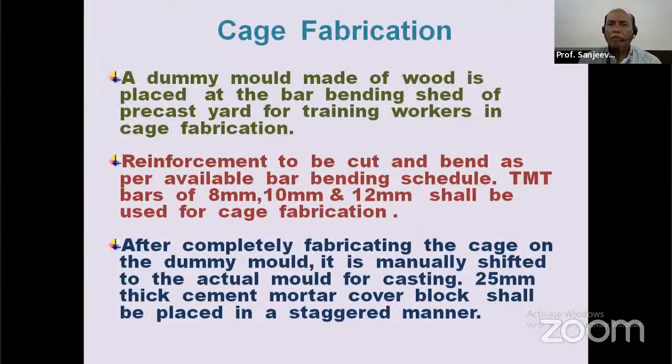A dummy mold made of wood is placed at the bar bending shed of the precast yard for training workers in cage fabrication. A trained worker is very much required for this kind of work. Reinforcement is to be cut and bent as per the bar bending schedule. TMT bars of 8 mm, 10 mm and 12 mm shall be used for cage fabrication. After completely fabricating the cage on the dummy mold, it is manually shifted to the actual mold for casting. 25 mm thick cement mortar cover blocks shall be placed in a staggered manner. So this was the construction methodology, how the cage was fabricated and how the workers were trained for casting of the precast wall panel.